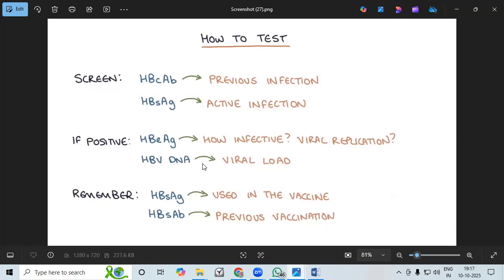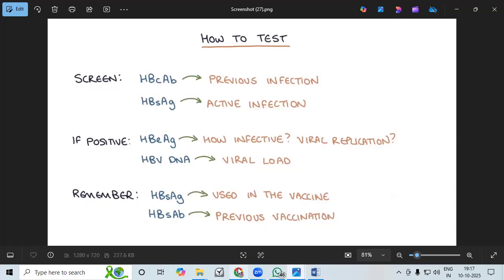Quantitative. Remember, HBs antigen is used in vaccine and HBs antibody implies previous vaccination. Is this clear? HBs antigen in the vaccine, antibody means previous vaccination. Meaning the body has reacted. So these specific wordings are important in your exam.